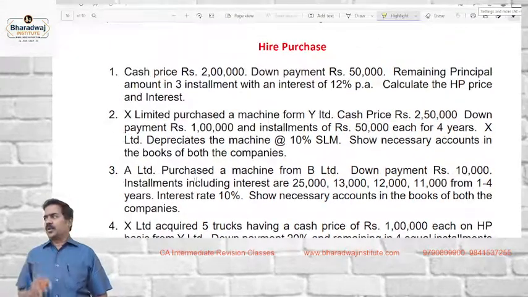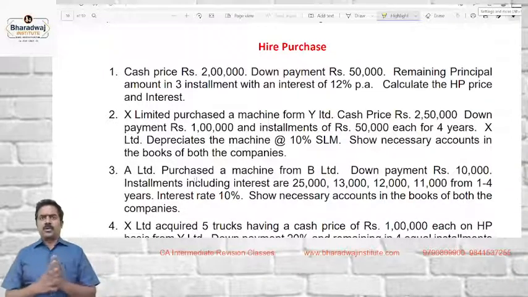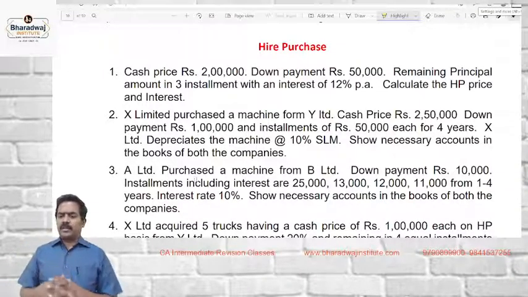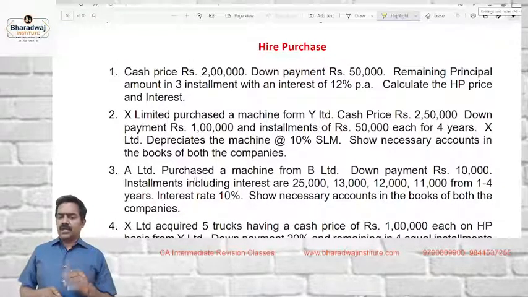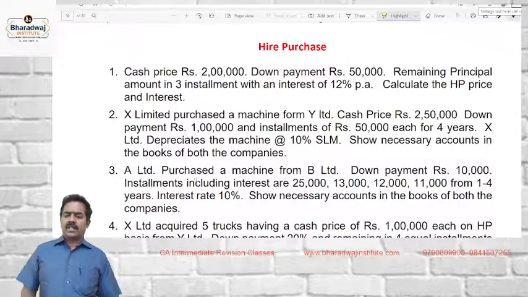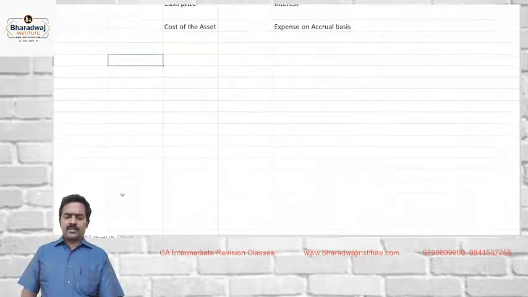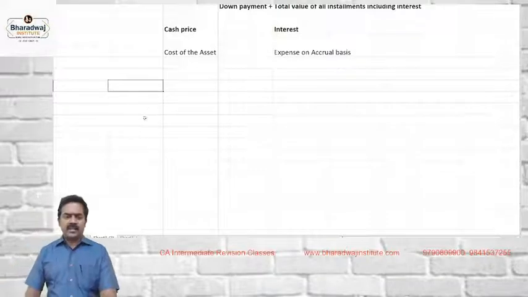Now let us come to the last 4-5 pages or last page of the problem. We'll also be doing some extra problems based on this. Go to question number 1. What is the cash price? 2 lakhs. Down payment 50,000. The remaining principal amount is paid in 3 installments with an interest of 12% per annum. So they ask you to calculate interest and all those things. I'll share this working. If you have not taken it up, no issues. I'll share today's working.